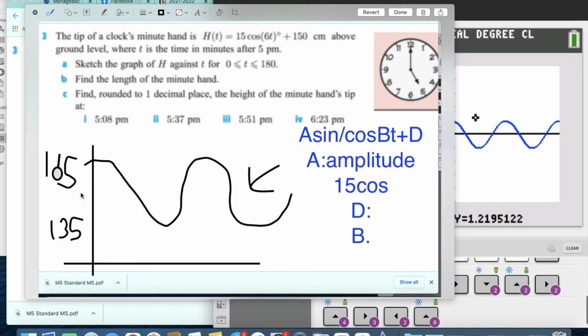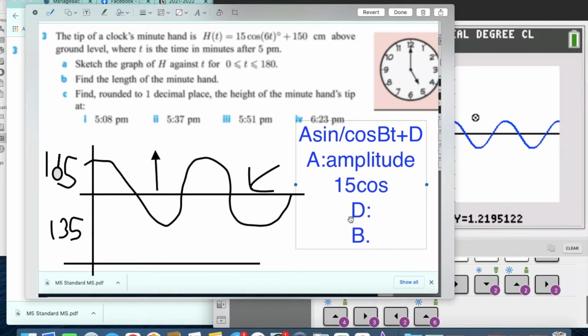135. And you can see that the amplitude still works because the amplitude represents the distance from the middle of the graph to the maximum, which is 15, or the middle of the graph to the lowest point of the graph, which is also 15. So the amplitude is correct. We've also got the vertical shift is correct. And last but not least, we've got to analyse what B means. Now, B is the most difficult.